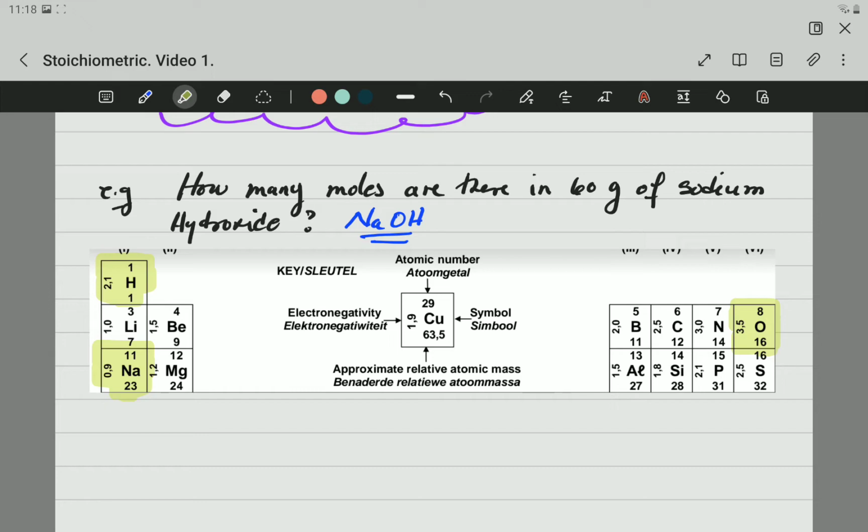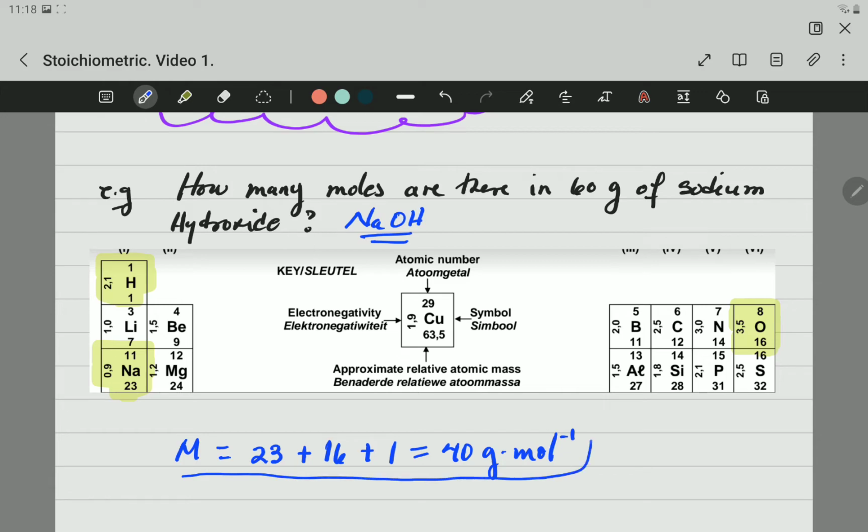So the molar mass of sodium hydroxide can be calculated by the molar mass of sodium, which is 23. We have 1 sodium plus 1 oxygen, which is 16, plus 1 hydrogen, which is 1. Let's keep the order there. And that answer is going to be 40 grams per mole.